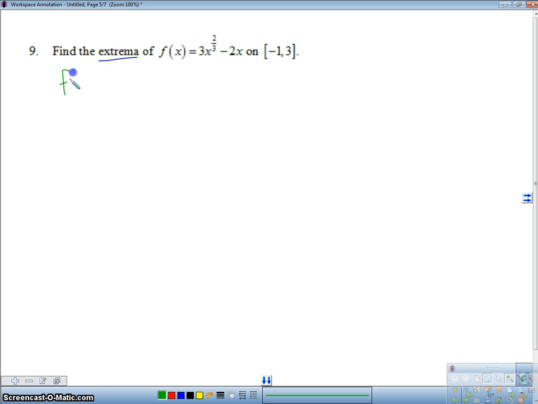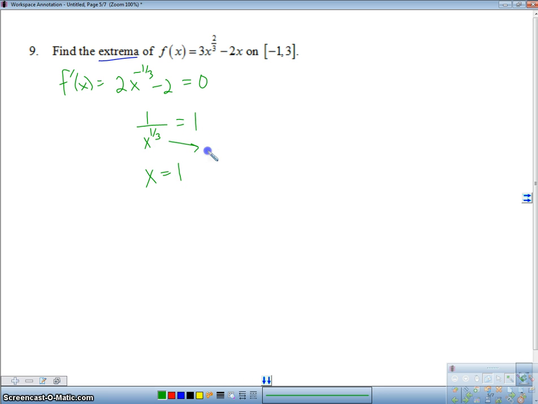The first thing we do is take our derivative. Our derivative is going to be 2x to the -1/3 minus 2, and we're going to set that equal to 0. When we solve that, we get 1 over x to the 1/3 is equal to 1. Now we know x equals 1 is a solution to this, so this is a critical number.